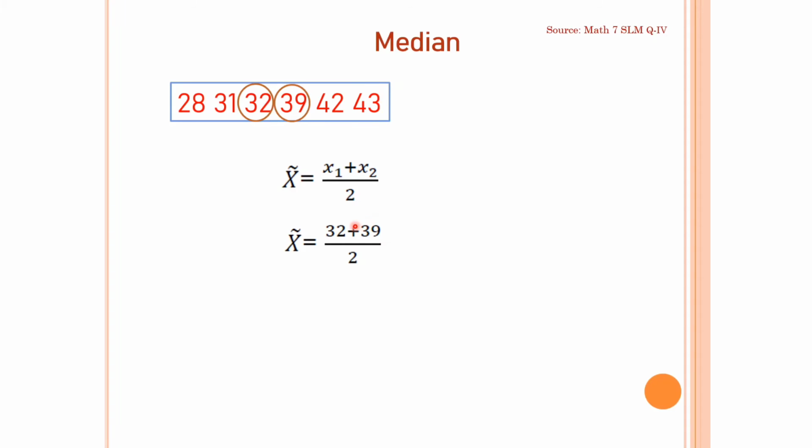Substituting those two values to the equation, we have x tilde is equal to 32 plus 39 divided by 2. Then, get the sum of 32 and 39, that is equal to 71, then divided by 2. And get the quotient, that is equal to 35.5. So the median age of the students is 35.5.